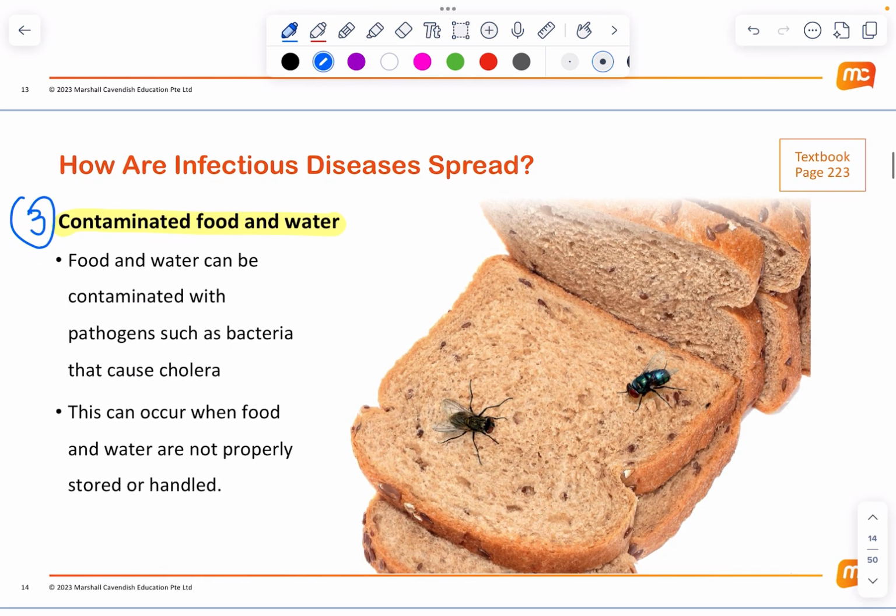Then finally, the third point is contamination by food and water. This is where the bacteria or pathogens are trapped in decomposed or decaying food materials, or even when you take a bite and share food with an infected person. So some of these pathogens can be trapped in the food or the water.